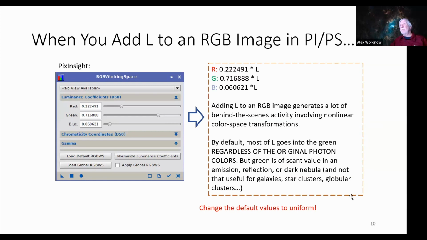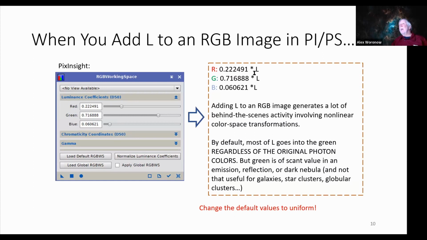Okay, another thing you should be aware of is this is a PixInsight tool, and it's called RGB working space, and maybe some of you have seen it and maybe some of you haven't. It's not very well advertised, and it's important because what it does is when you put L into an image or when you extract L from an image, it tells how to weight the R, the G, and the B. These weightings, which are the default in PixInsight and the default in Photoshop, I think it can be changed in Photoshop too, but I don't know how. These are the weightings.